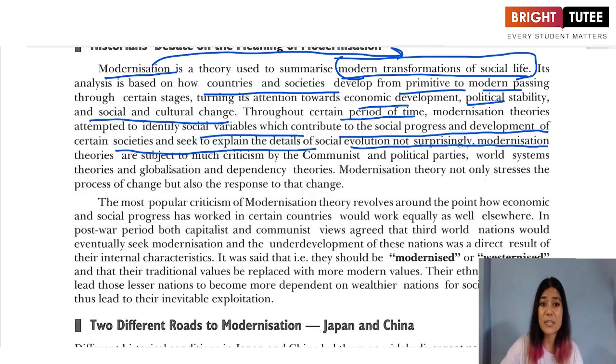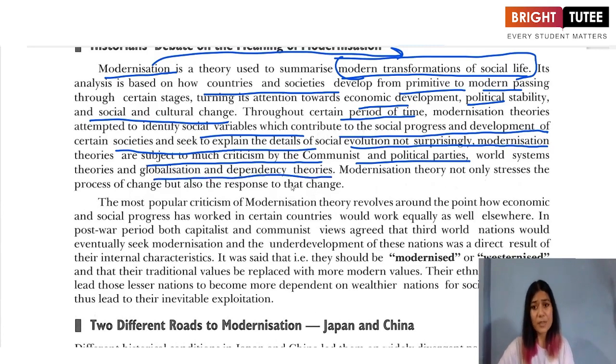Not surprisingly, modernization theories are subject to much criticism by the communist and political parties, world system theories, and globalization and dependency theories. Now, mostly when we talk about modernization, it means transformations that are witnessed by a society or by a country. That transformation takes place over a period of time, say for example, over 2000 years, over 1000 years, over 100 years. And that transformation also takes place in various spheres of life, various aspects of that particular society or country, say for example, economy, polity, society, culture, etc.